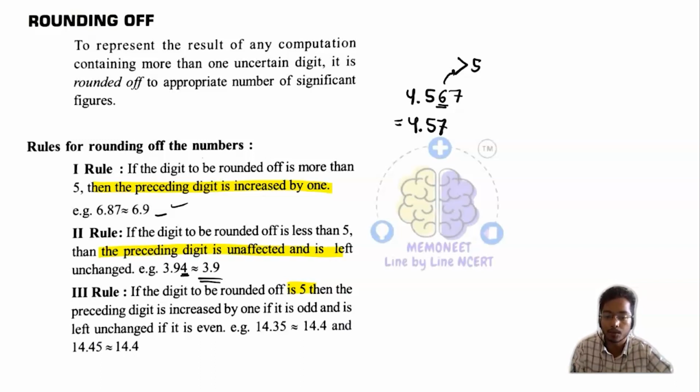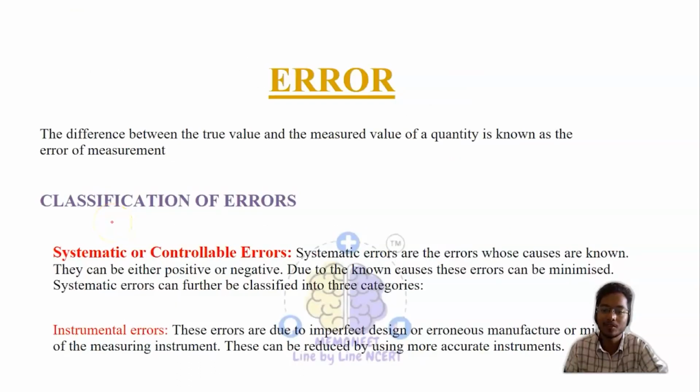For example, let's say we have 4.35 here. The 5 is rounded off because the preceding digit is odd, so we round it up to the next number, that is 4.4. But here, let's say we have 4.45, where the preceding digit is even, that is 4. If we want to round it off, we can directly write 4.4, because it is even, so we will not change it. So now we will start with error.